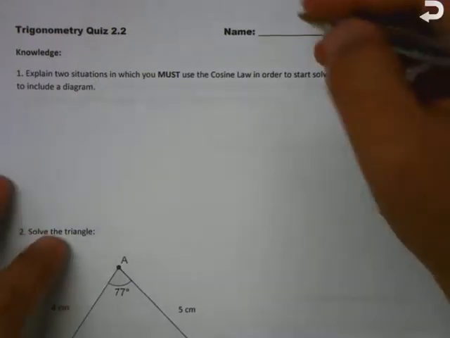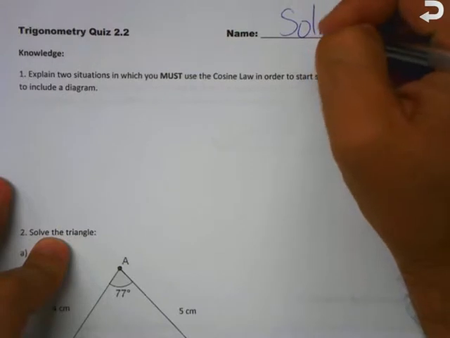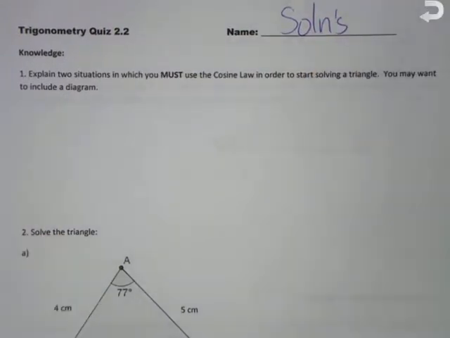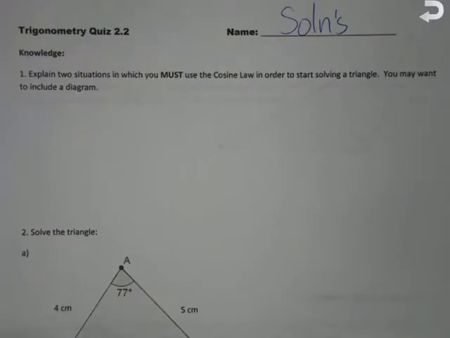So here we go. We're going to do the solutions for this quiz. First it asks us to explain two situations in which you must use the cosine law to start solving a triangle. You may want to include a diagram. So remember when we must use a cosine law, right?